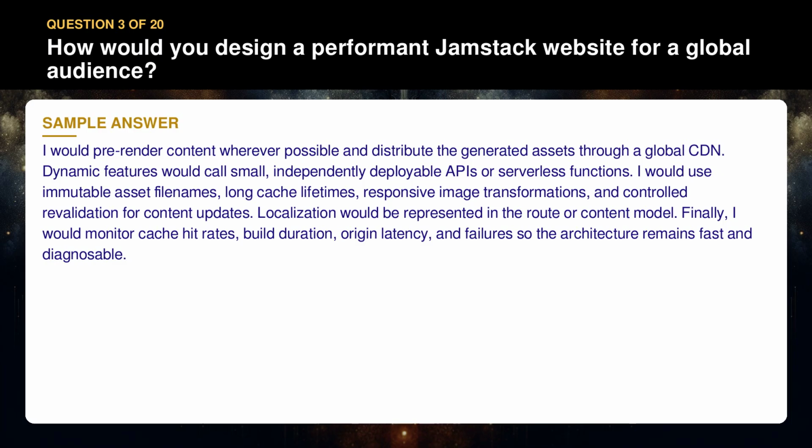I would use immutable asset file names, long cache lifetimes, responsive image transformations, and controlled revalidation for content updates. Localization would be represented in the route or content model. Finally, I would monitor cache hit rates, build duration, origin latency, and failures so the architecture remains fast and diagnosable.